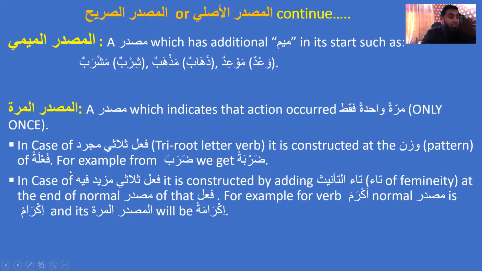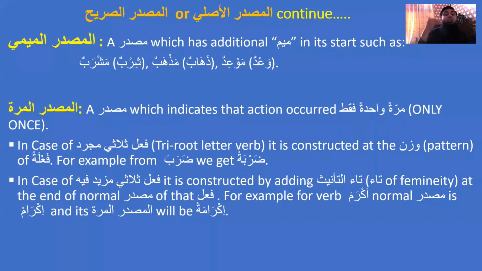How did I get it? Fa'latan. For all of those verbs which are 3 root letter verbs, in their case, we derive their masdar al-marra on the template of fa'latun. Once again, please understand the point. Do you need to derive the masdar? No. But in terms of knowledge and understanding, when you are consulting a book, you know what they are saying. First of all, you understand what is meant by al-masdar al-marra.